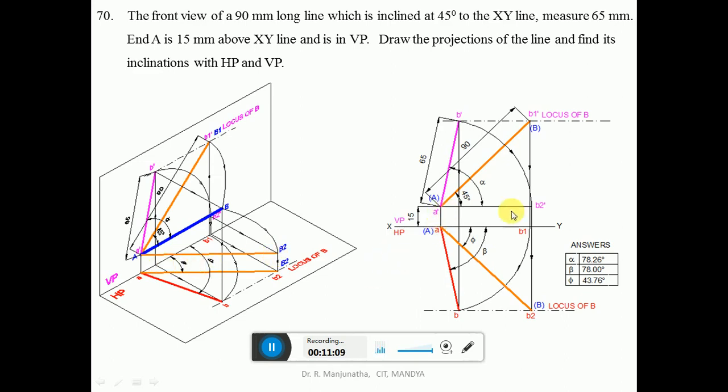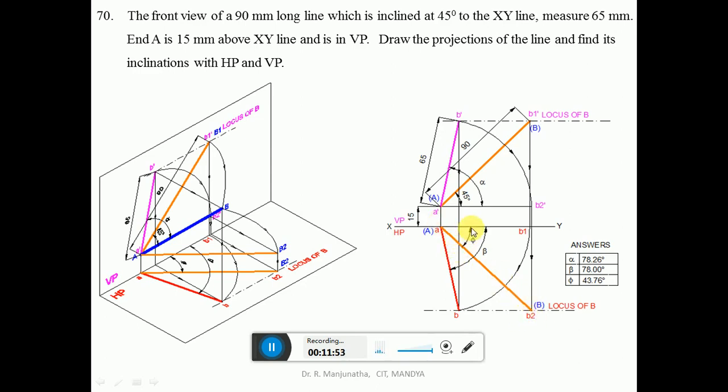So here A dash and B2 dash are above HP by 15 mm. When you look from the front view, this is projected into B2 dash and this into A dash. So A dash B2 dash is the line which is parallel to the XY line in the front view. Then we project this down into the locus of B in the top view, so that you get the true length here. Draw a vertical projector from B2 dash such that it cuts the locus of B in the top view, which is B2. Then join A and B2 with a line a little thicker than the projector line. This will be the true length line.